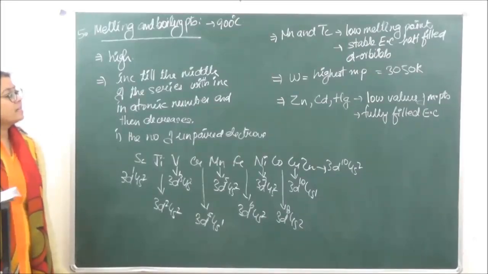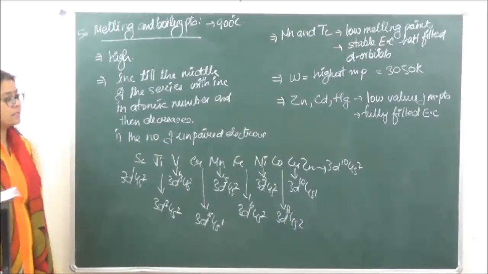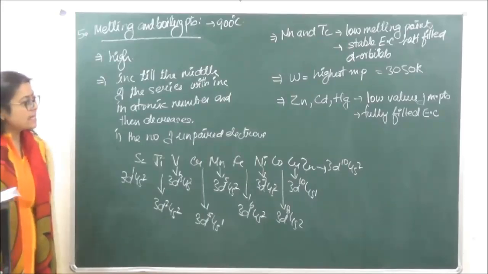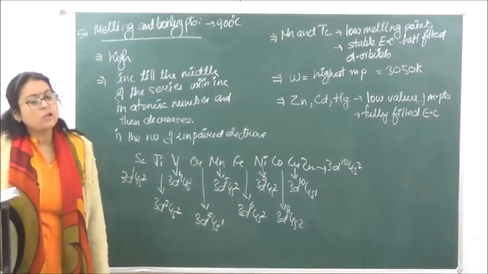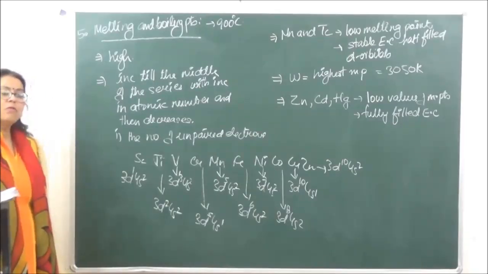In fact, we also say that zinc and cadmium are the softest d block elements, metals. That is again due to the fully filled d block electronic configuration. And mercury exists as a liquid at room temperature, again because of weak forces of attraction between the atoms, due to the fully filled electronic configuration in the d subshell.